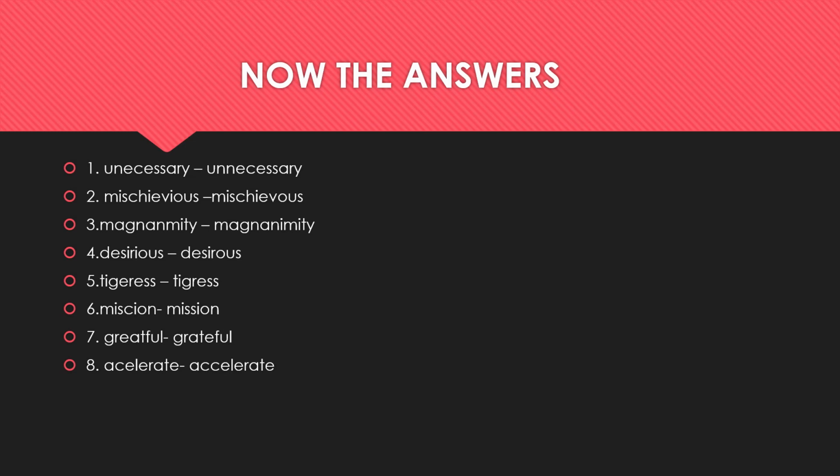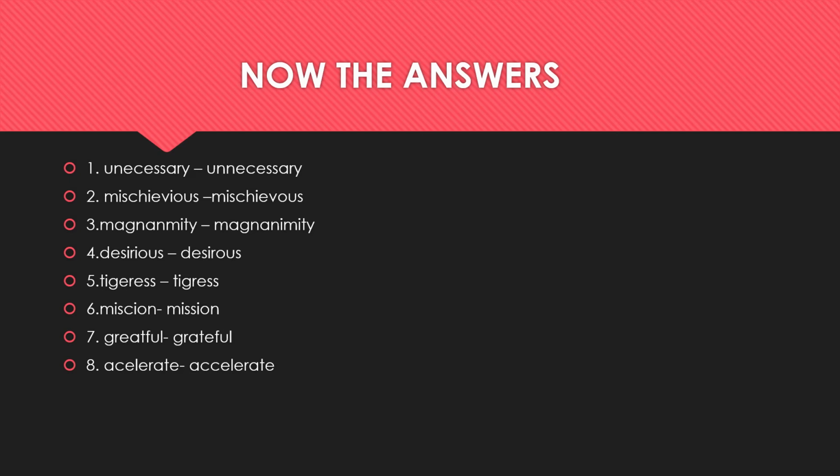In the first one, the wrong word is unnecessary. It should have double N. You can see the right one on the right side. Second, mischievous. There's one mistake here. After V, you should not have I. One I is extra. It is not VIOUS. It is just VOUS.